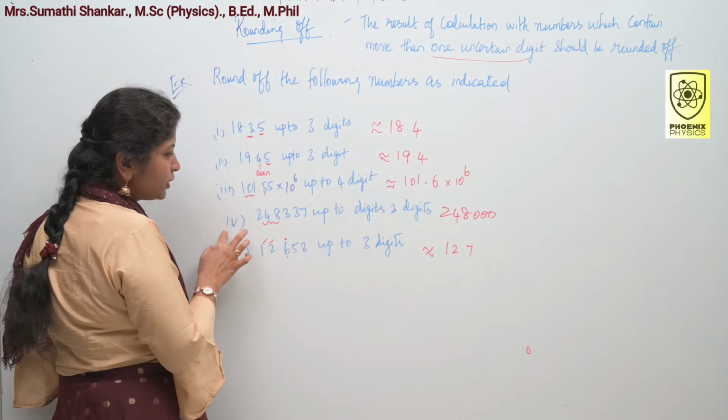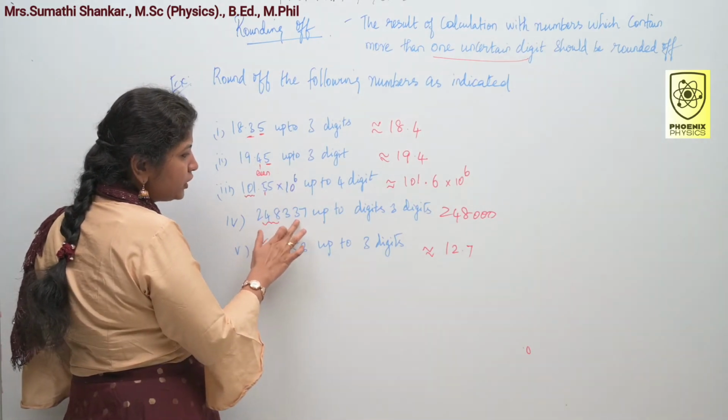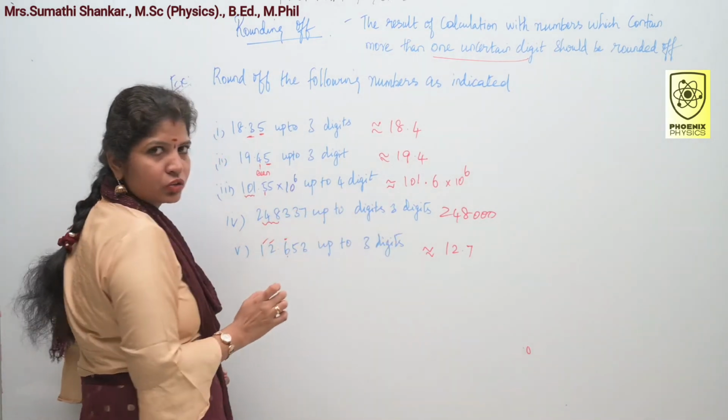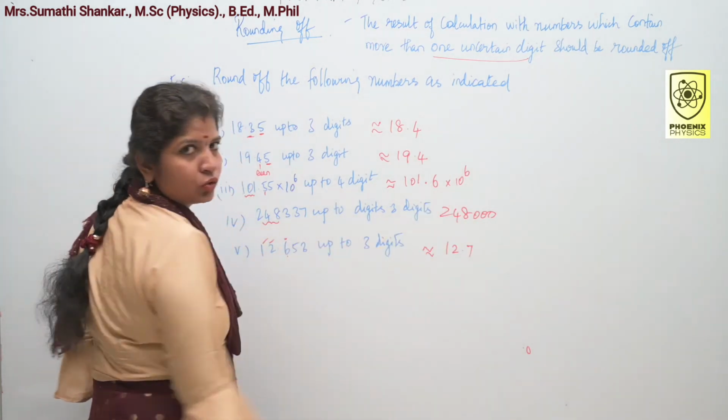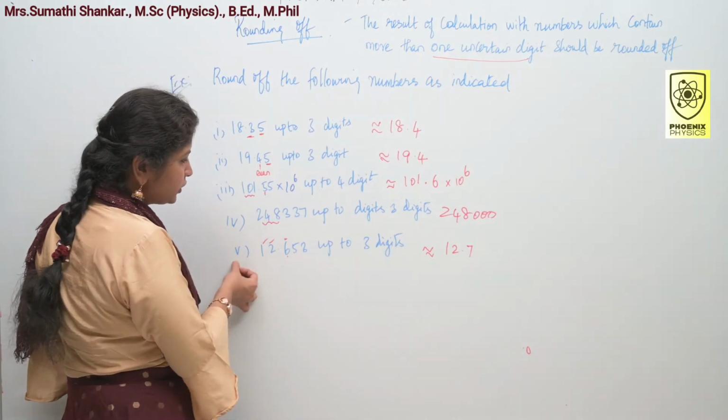Look at the fourth example, 248337 up to 3 digits. Okay, so 3 digits means 248, 3 digits. So 3 zeros.